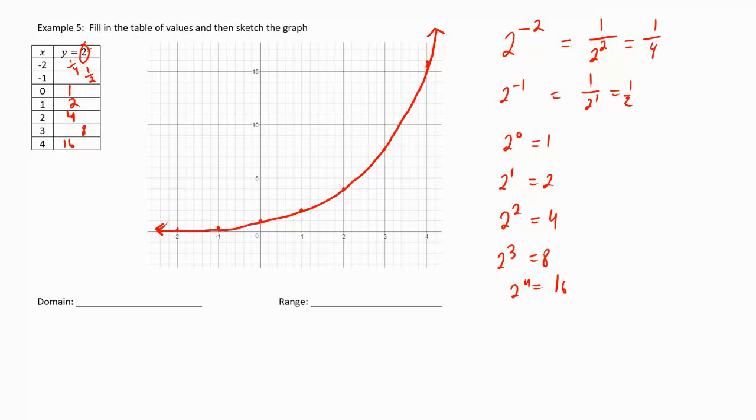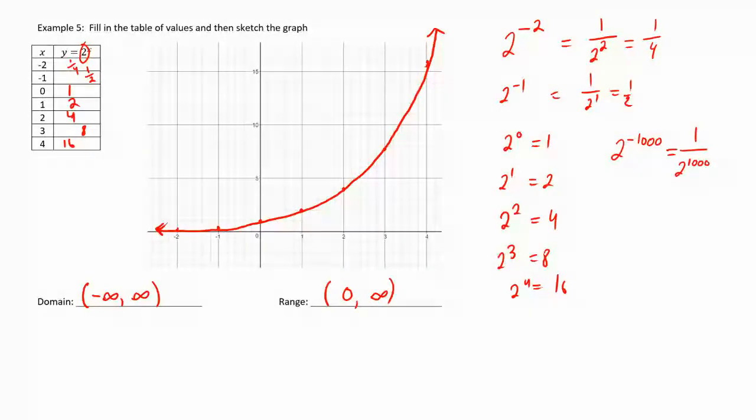The domain: this graph goes forever to the left and forever to the right. Our domain is from negative infinity to positive infinity. Now the thing about our range: if I put in, say, a negative 1,000, this would be 1 over 2 to the 1,000. Now 2 to the 1,000 is going to be a massively big number, but 1 over that number is going to be extremely close to 0, but never actually equal to 0. Our range is going to be from 0 to infinity.